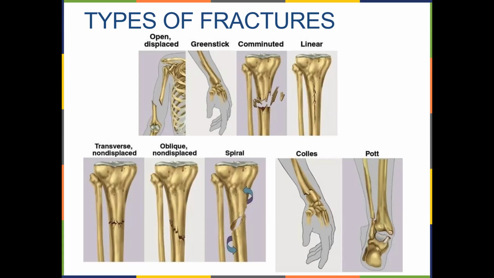Kids are great for these kind of green stick fractures. They break something, but it's not a complete break. So it takes a lot to have a complete fracture in a young child. Comminuted fracture, the bone breaks and goes to pieces. You can see it there. Linear fractures, probably the simplest type to treat. The fracture runs the length of the bone.